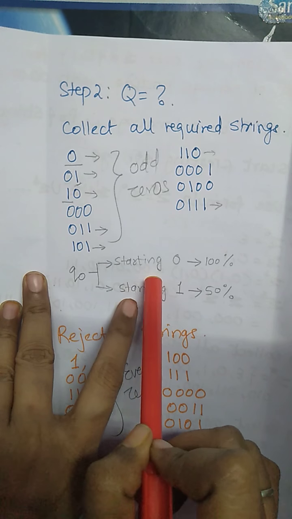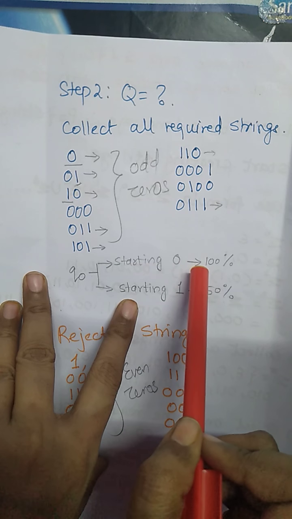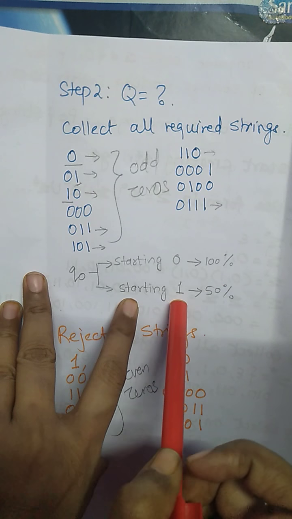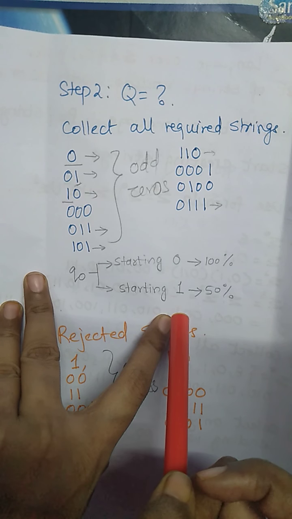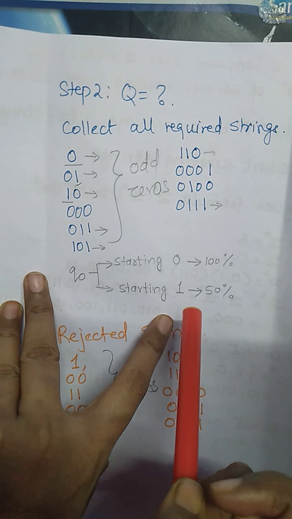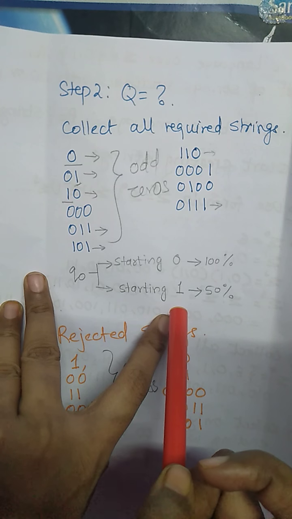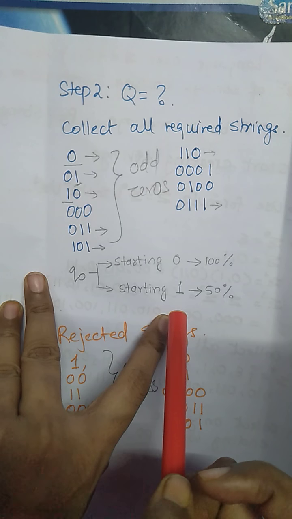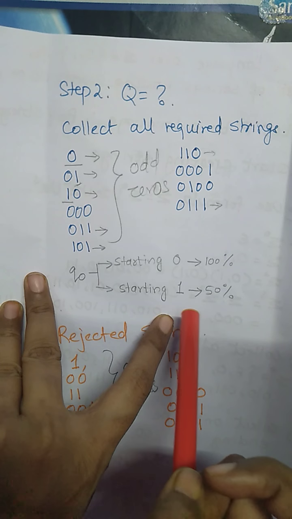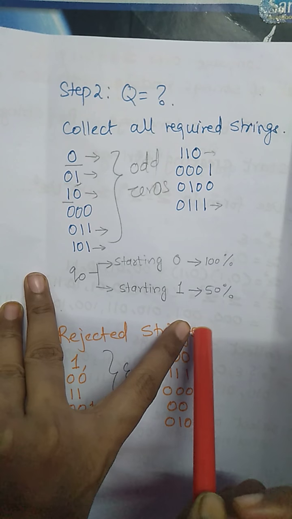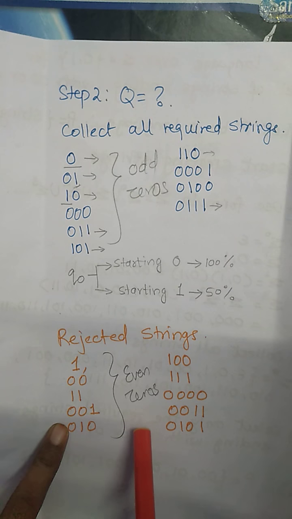If the string starts with 0 and has any number of 1s, we consider it 100%. Now, according to the question, a string starting with 1 has to be rejected. But it contains 50% of the requirement. Here the portion of 0 is missing. Here 1 indicates an odd number of 1s and an even number of 0s. So the number of 1s also we have to consider. That's why it contains 50% of the solution. Now these are all the rejected strings in which the number of zeros is even.